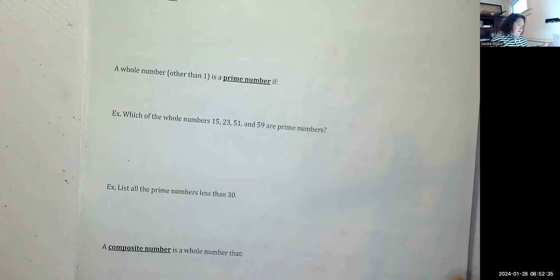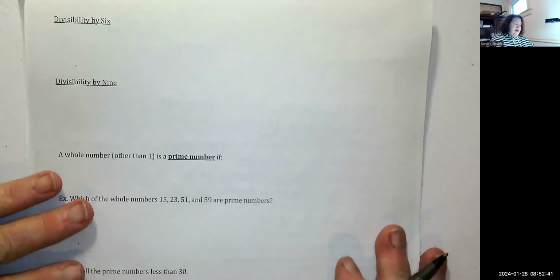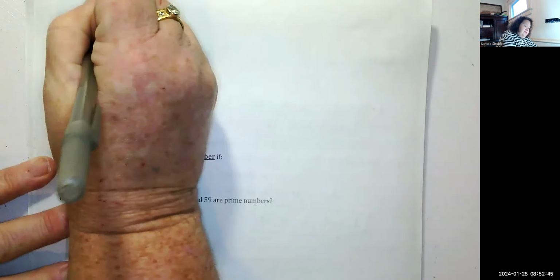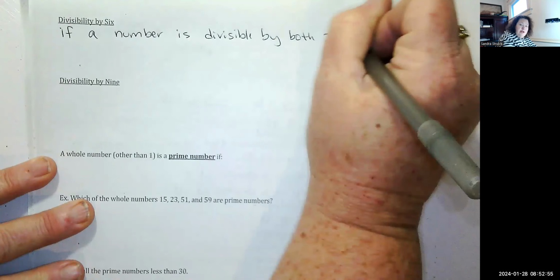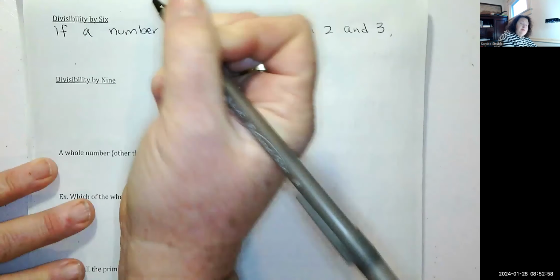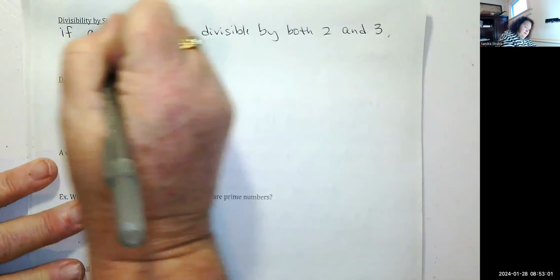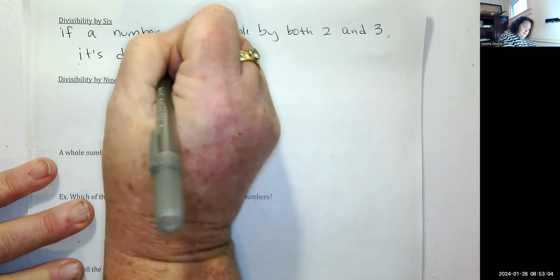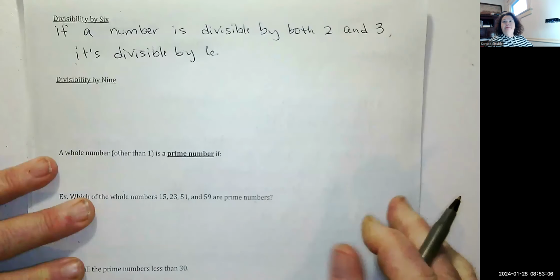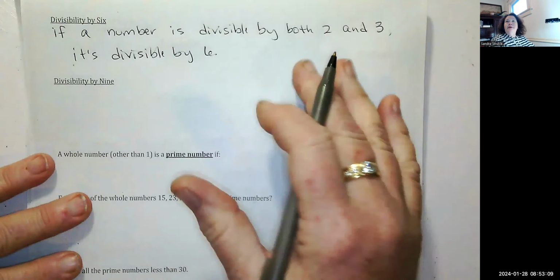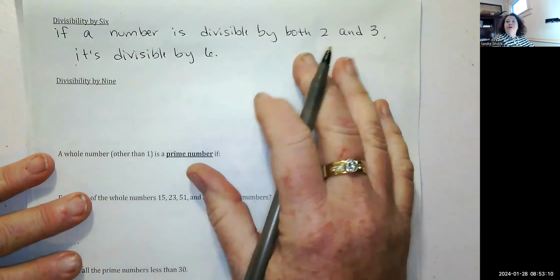Divisibility by 6. All right, so if a number is divisible by both 2 and 3, it's divisible by 6. Because 2 times 3 is 6. So if they each factor in or divide into the number, then 6 itself will as well.